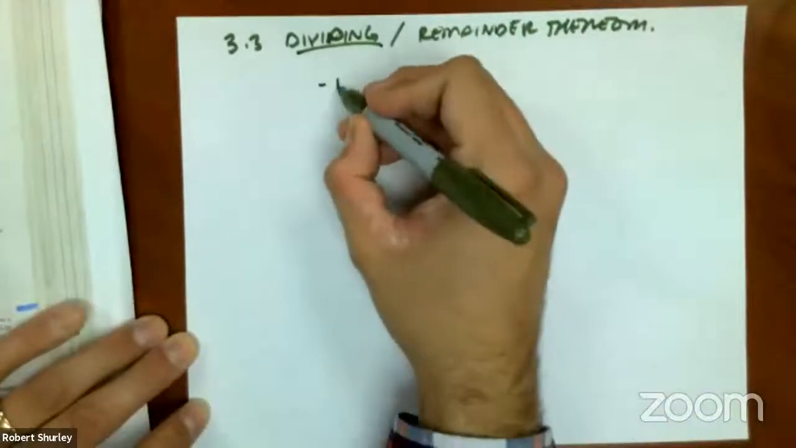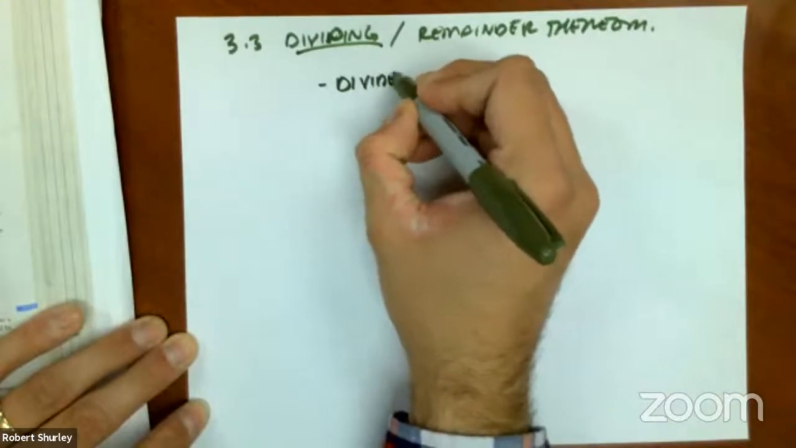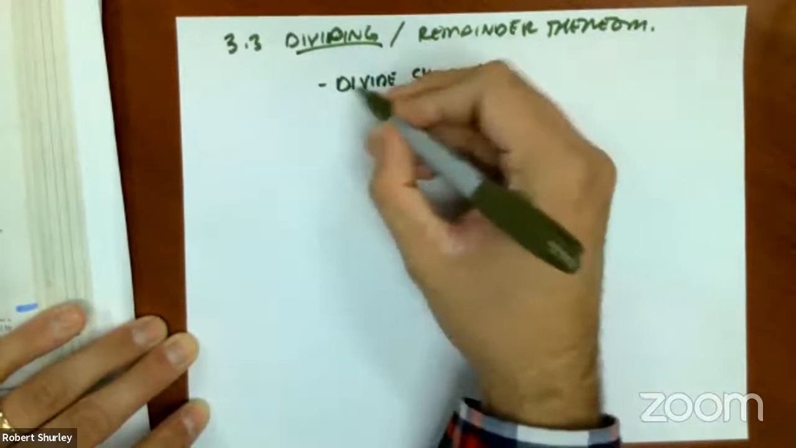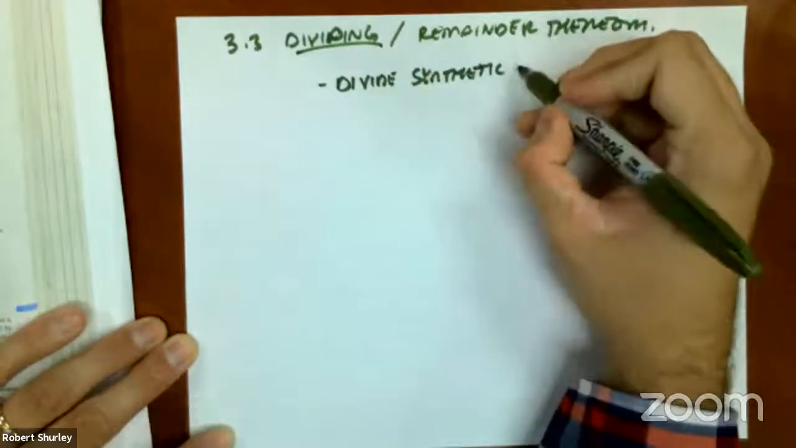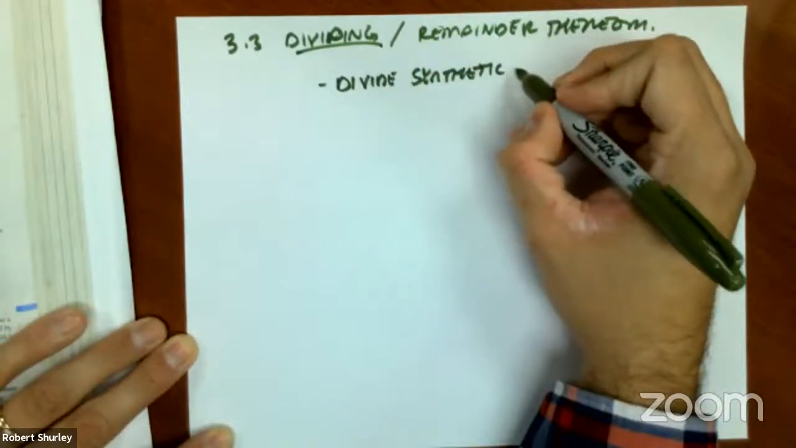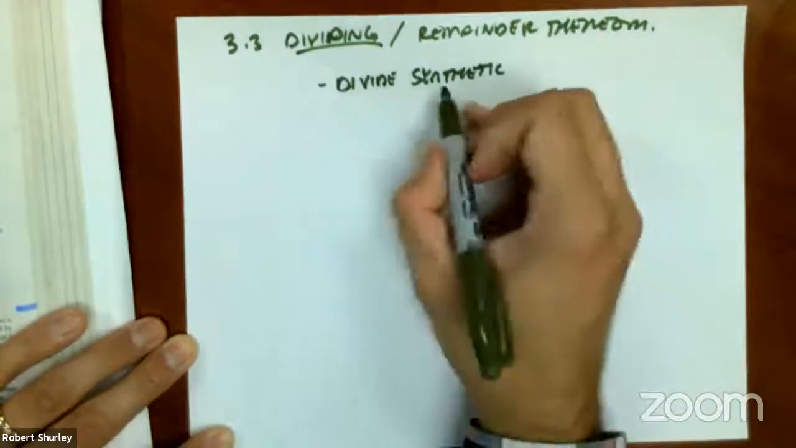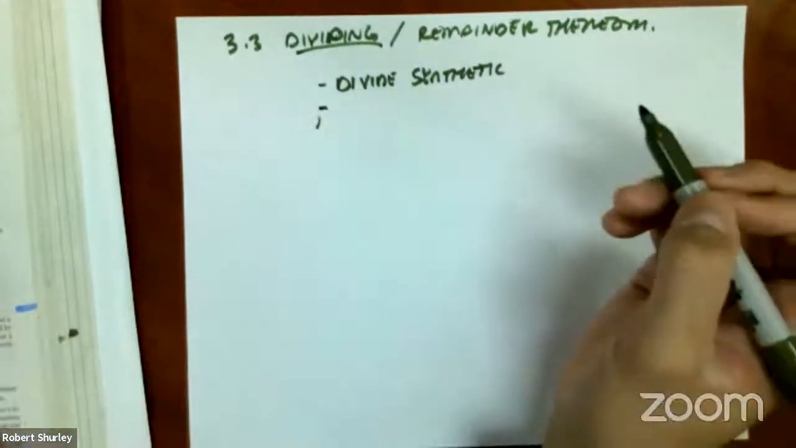Well, really, I was going to say dividing synthetically. Synthetically. I should divide polynomials synthetically. Synthetic. Synthetically. I don't know. We'll leave it there. Divide synthetically.